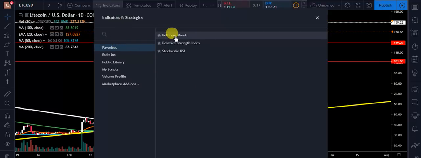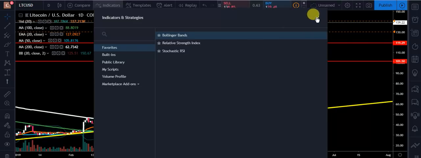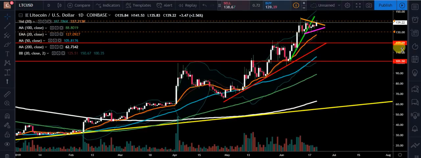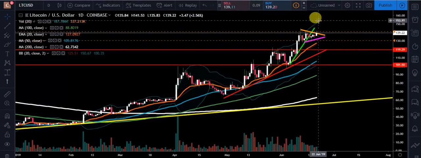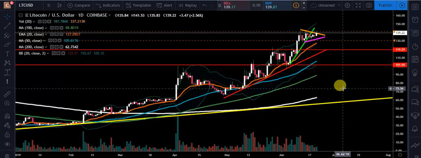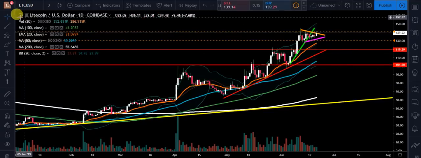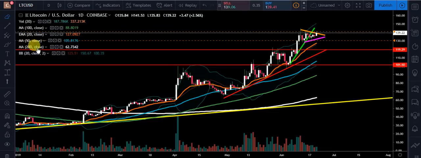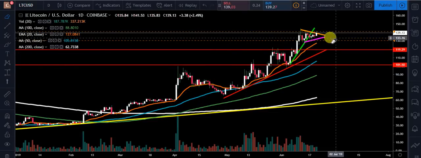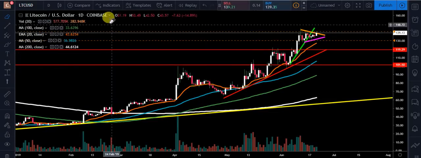Let's go into our favorites. Let's check out the Bollinger Bands first. Bollinger Bands, we are up above the middle band. We are not outside of the upper band, so there is still more room to run there, guys. We want to pay attention to that. So everything's looking okay on that. We're not in that overbought territory on the Bollinger Bands yet. We're getting close, but we're not there yet.